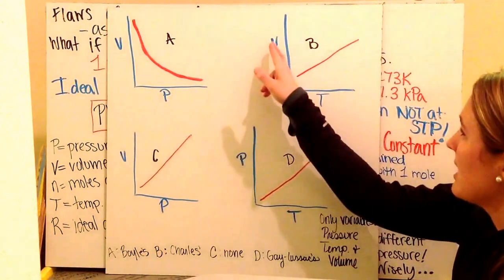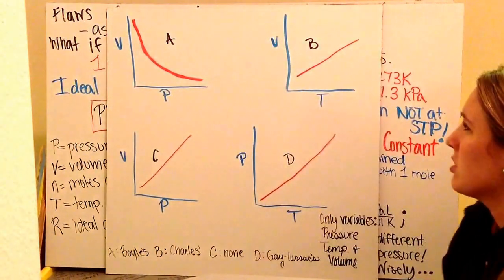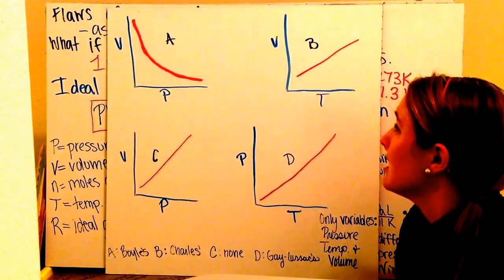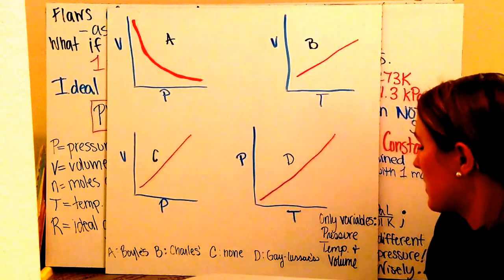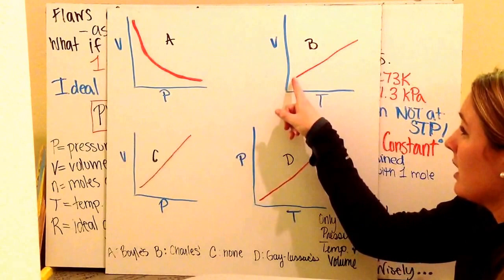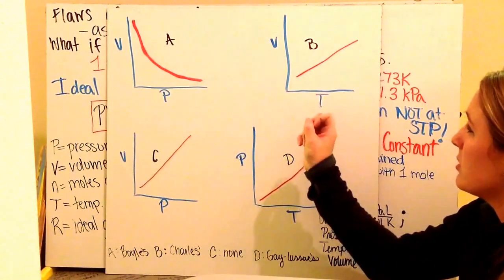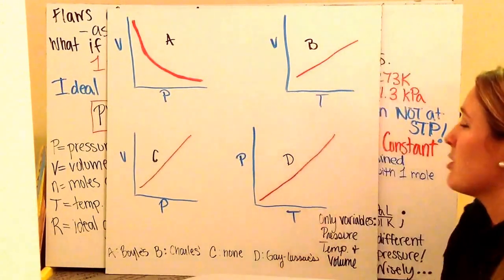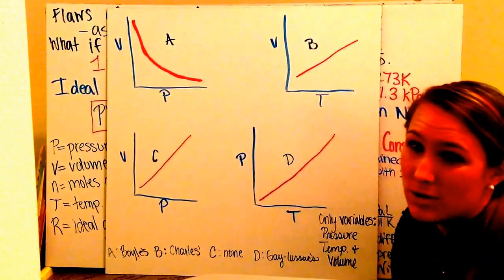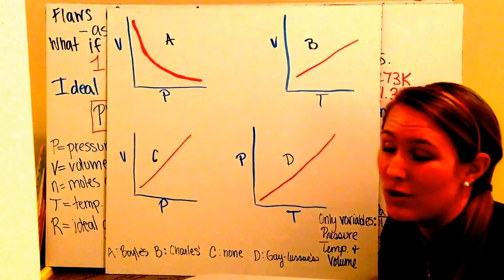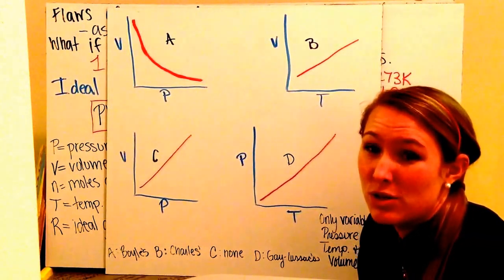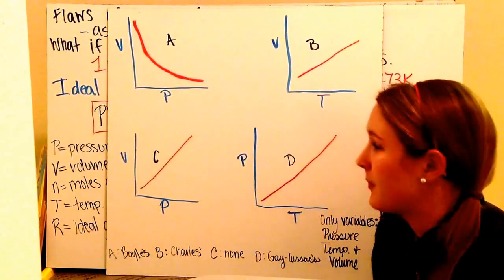Then, my next one, I have volume and temperature. Therefore, pressure is held constant. If pressure is held constant, that means that it must be a Charles' law equation. I look at my beginning, and I have low volume, low temperature. At the end, I have high volume, high temperature. So as volume increases, so does temperature. Therefore, they're directly proportional, and then I can make my assumptions to determine which gas law that represents.